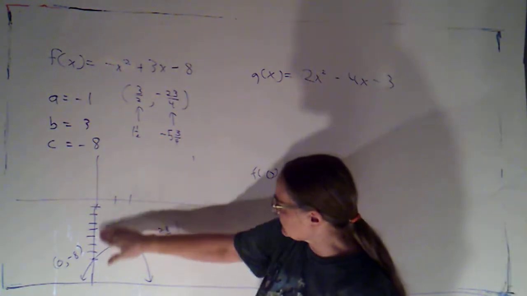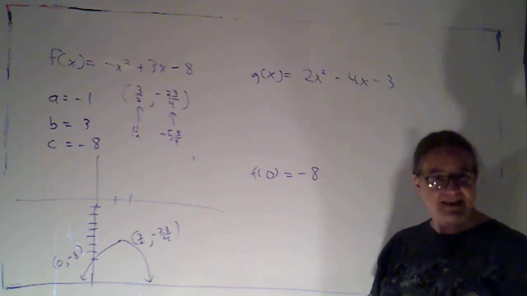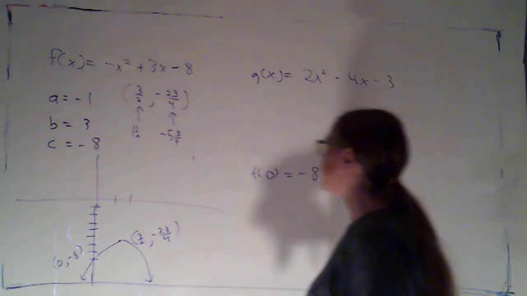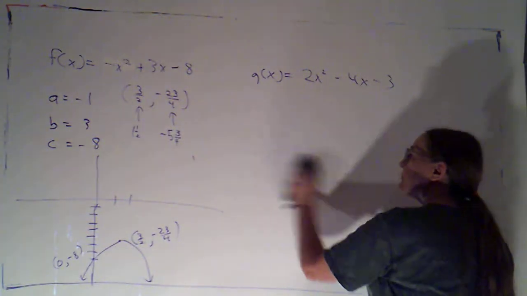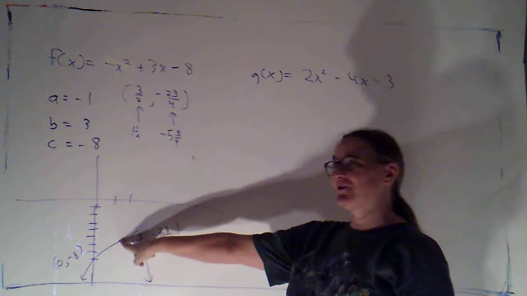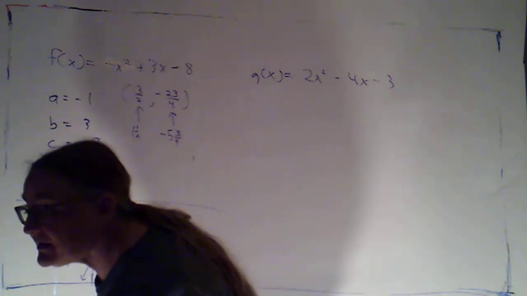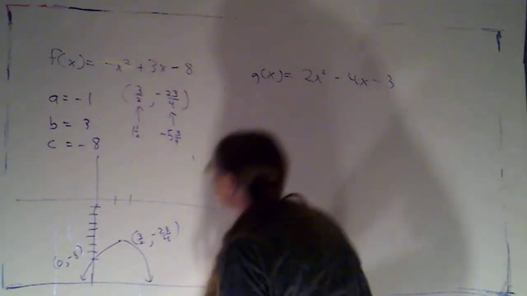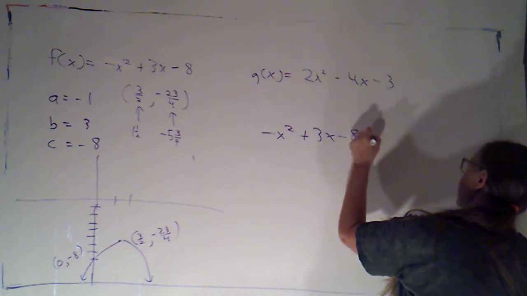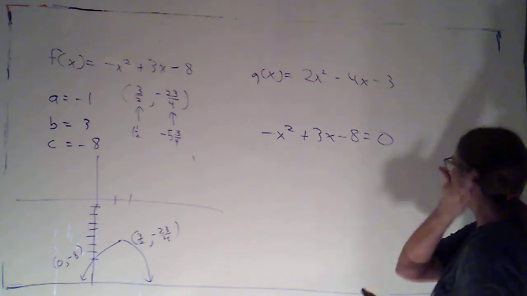I did use a slightly different scale on the x and the y axis. If you used the same scale, yours might be a little bit different looking, but should have those same points. Now, I think the quickest way of noticing that there are no x-intercepts is that the vertex is at a negative value and it's a high point. If you didn't notice that and you tried to solve negative x squared plus 3x minus 8 equals 0, it doesn't factor, so you'd fall back on the quadratic formula.